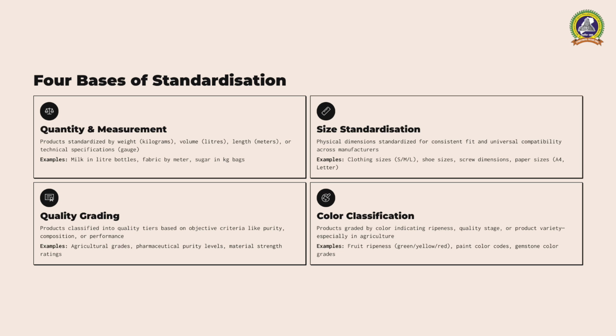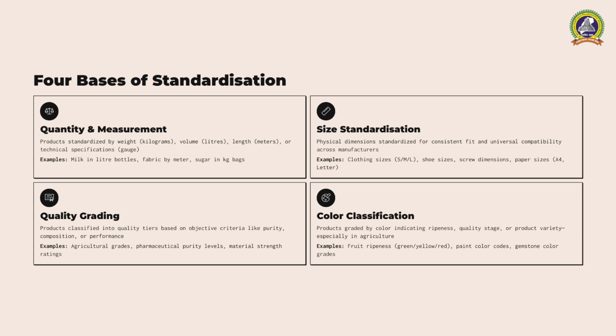Second, size. For physical goods, size is the determinant. Ready-made garments, shoes, screws and louvers are sold based on their specific size, shape and form. Third, quality. This is critical for agriculture and pharmaceutical products. Paddy, rice, cotton and medicines are standardized based on quality. Since consumers cannot easily judge the chemical quality of medicine, standardization provides the necessary assurance.